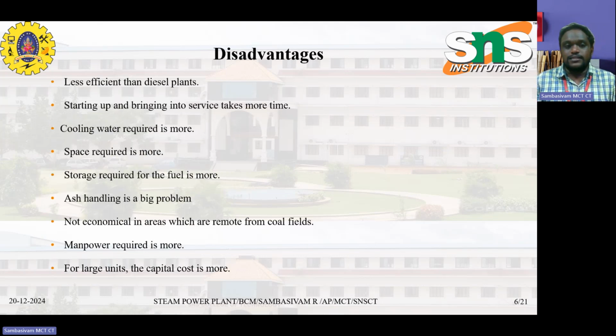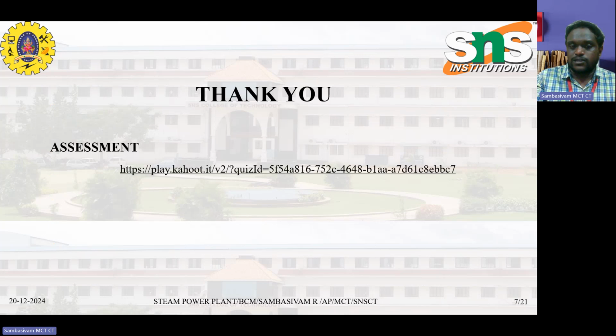Similarly, there are disadvantages. They are less efficient than the diesel power plant. Starting and bringing into service takes more time. Cooling water requirement is more. More space is required. Storage required for the fuel is more. Ash handling is a big problem. There are no economical areas, but the ash is removed. Manpower is needed and the capital cost is large.